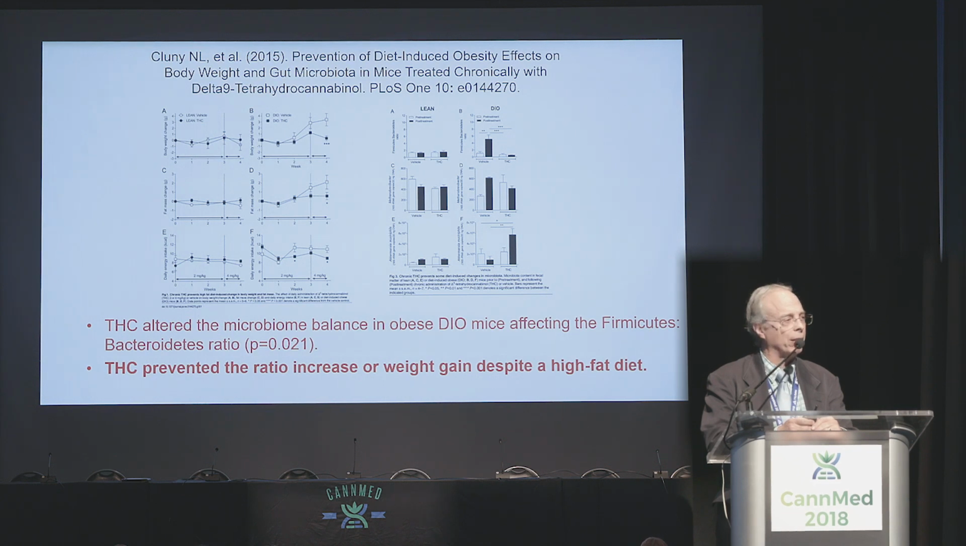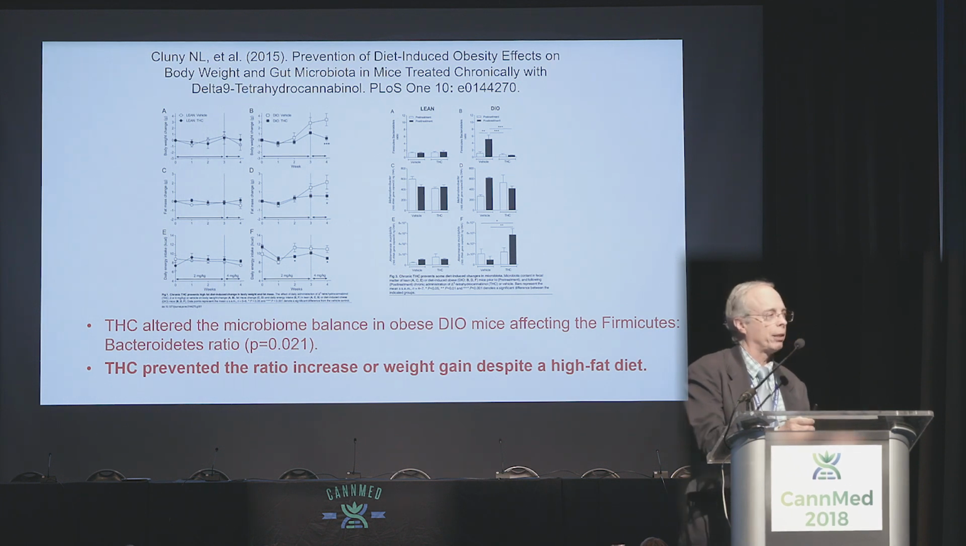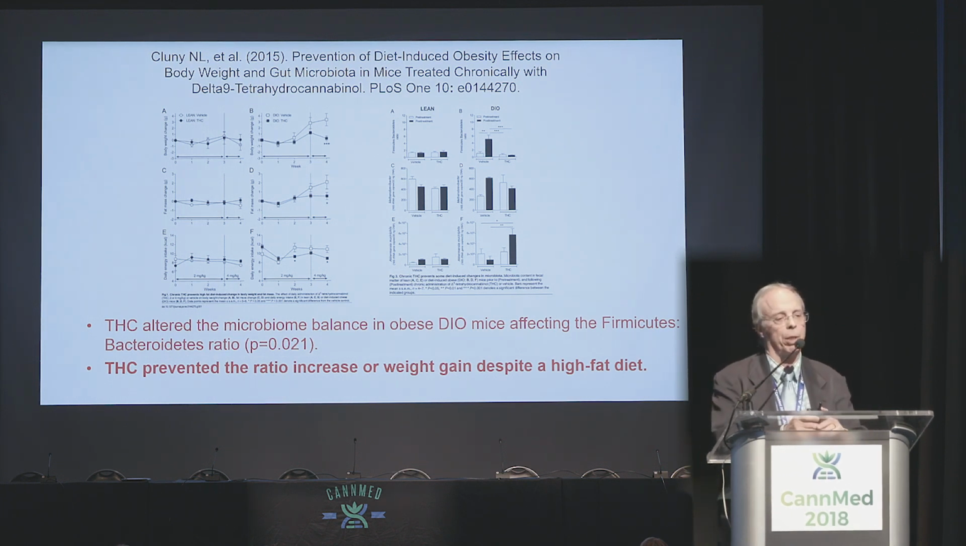Another study directly relating cannabinoids to this issue was done in Calgary, published in 2015 by Nina Clooney and the group there. DIO mice have a genetic susceptibility to obesity. They gain weight on the same dietary intake that doesn't affect others.